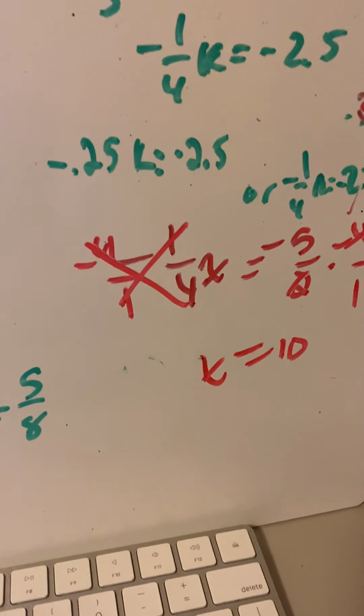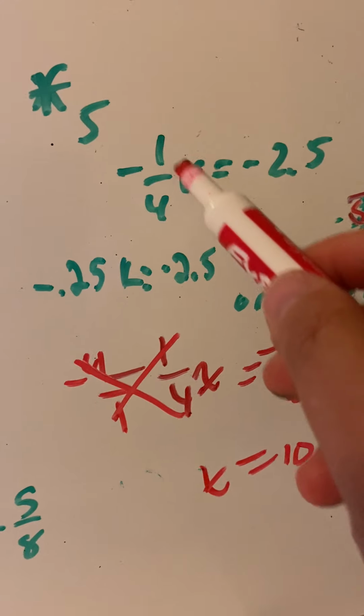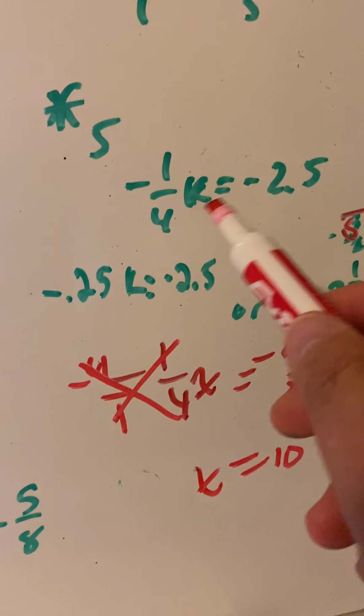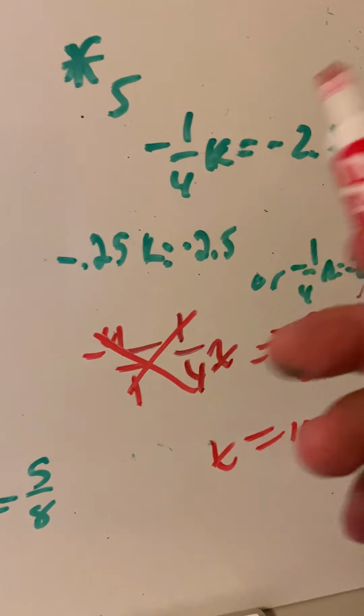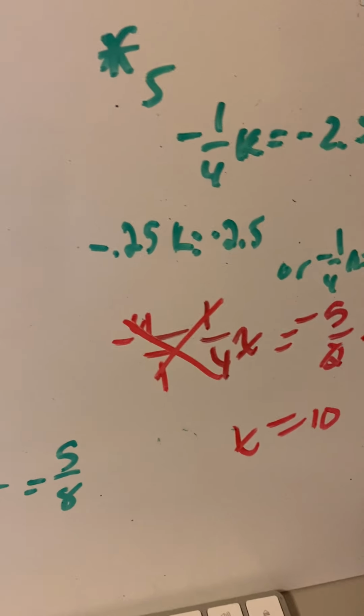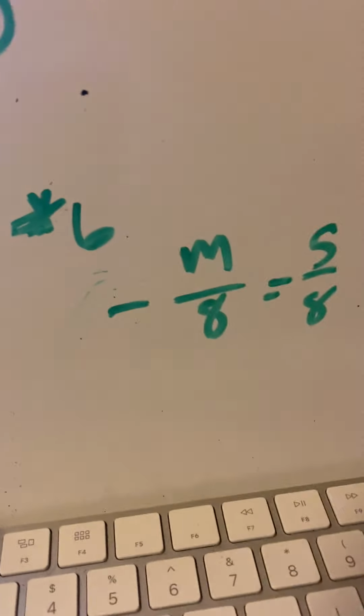Either way you do it, it should work out to be 10. It better work out to be 10, because if you put it up here, negative 1/4 of 10 is negative 2.5. Breaking $10 into quarters, there's 2.5. Yeah, you get the idea.